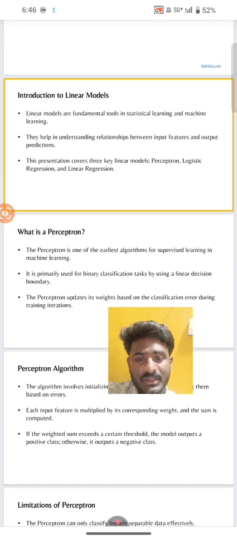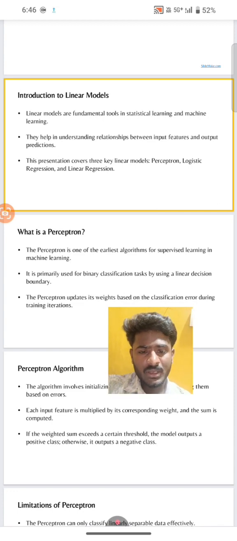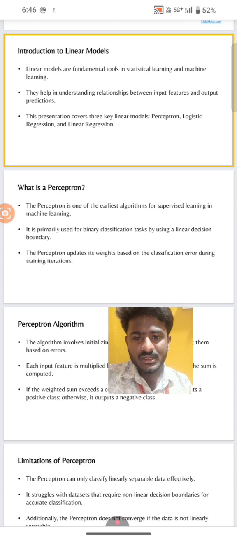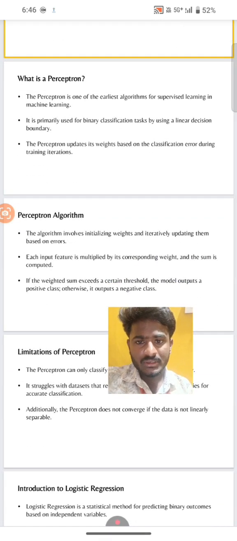What is the perceptron? The perceptron is one of the earliest algorithms for supervised learning in machine learning. It is primarily used for binary classification tasks by using a linear decision boundary. The perceptron updates its weights based on the classification error during training iterations.